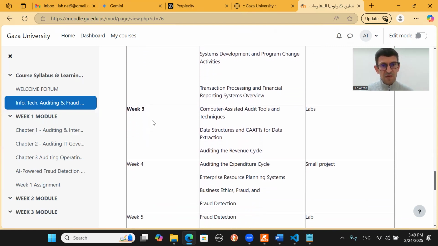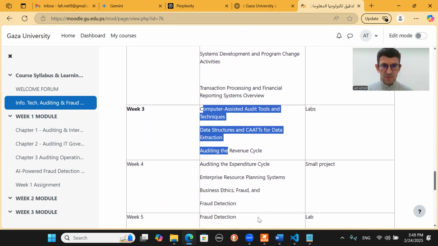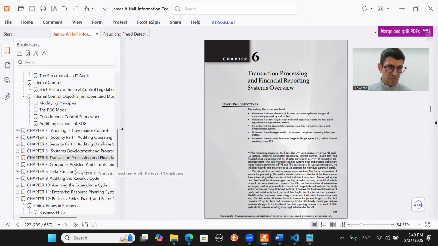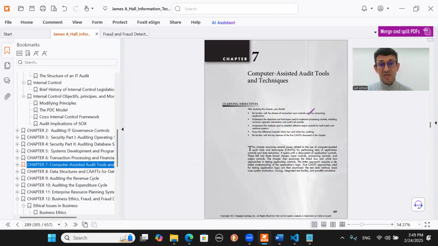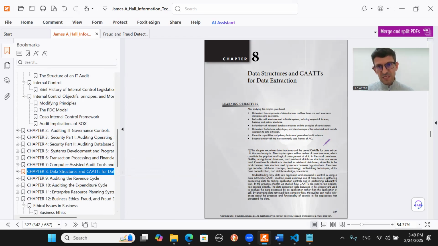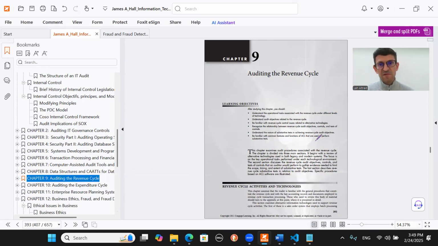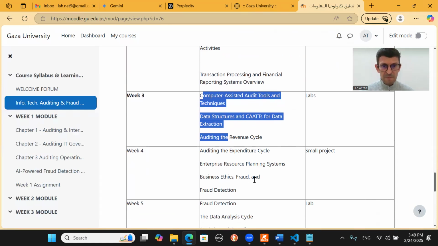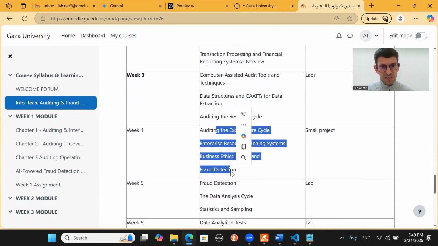So week 3, we have another 3 chapters. You can go to chapter 7 here, which is the content of week 3. We have computer-assisted audit tools and techniques, which is a very interesting thing that you can find here. Then in week 3, we also have data structures and CAATs for data extraction. Then we have auditing the revenue cycle. That's for week 3. And week 4, we have different chapters as well.